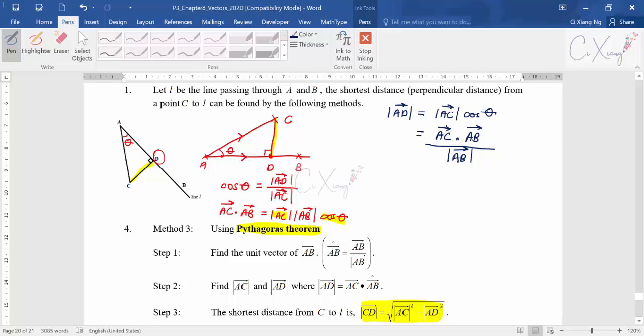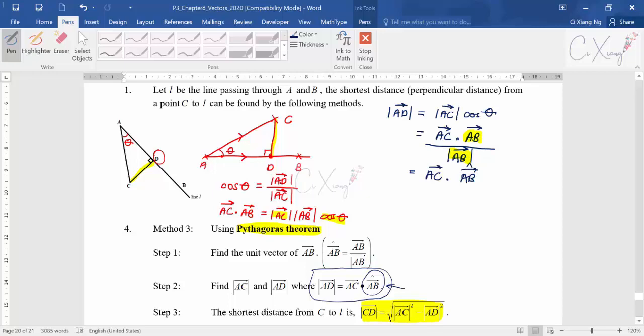Generally, you can get the AD already, but in our formula here, you see that AD is equal to AC multiplied with AB cap. So what is AB cap? AB cap is actually the unit vector of AB. They just rewrite it again. How do I know that it is a unit vector of AB? Because the AB vector divided by the modulus of AB gives you the unit vector of AB. So you will have AC dot AB cap, which is the unit vector of AB.